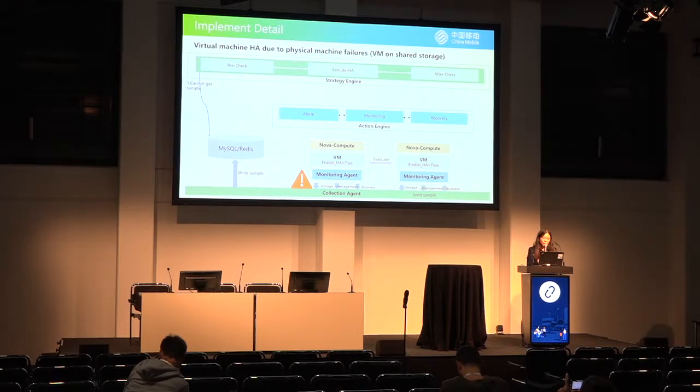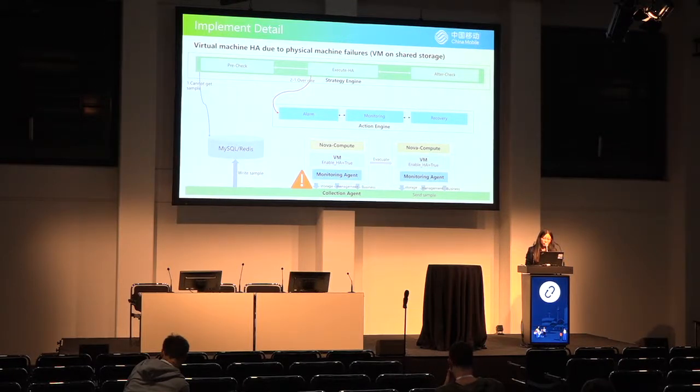If the strategy engine finds that we cannot get the samples, it will check how many nodes in our cloud cannot get the samples. Many nodes encountering errors at the same time is a different case like this. So the user can set the rate of failed nodes, to decide whether we will do some actions on the nodes.